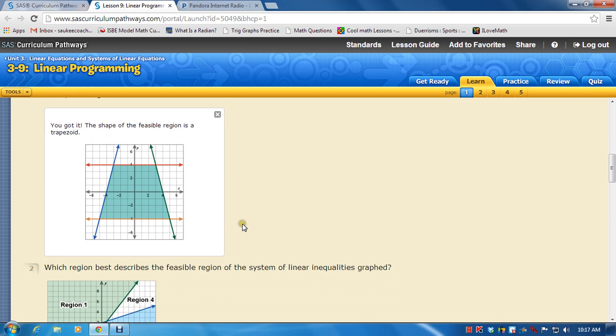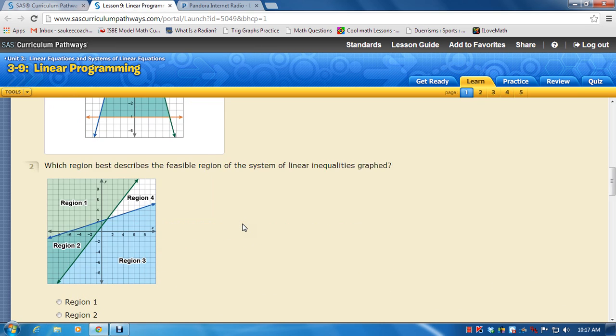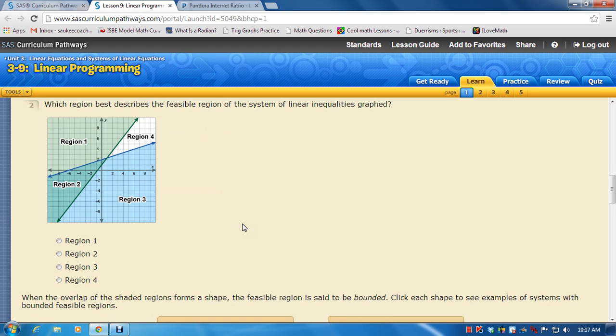Okay, now let's look at another example here. Which region best describes the feasible region? So we should be able to just look at this graph. This green line we shaded above it. Now I don't have the equations or anything, I can just see. Green line we shaded above that green line. Blue line we shaded below. So the feasible region of these would be where those two overlapped, which you can tell is region 2.